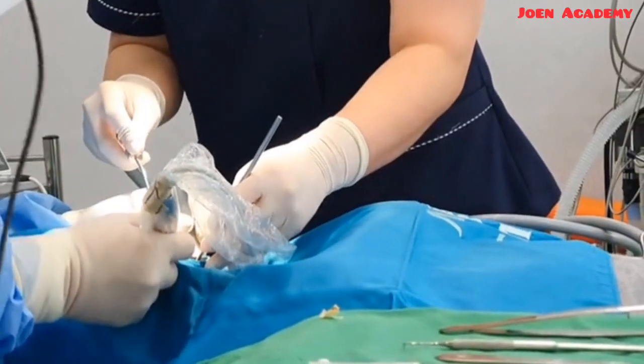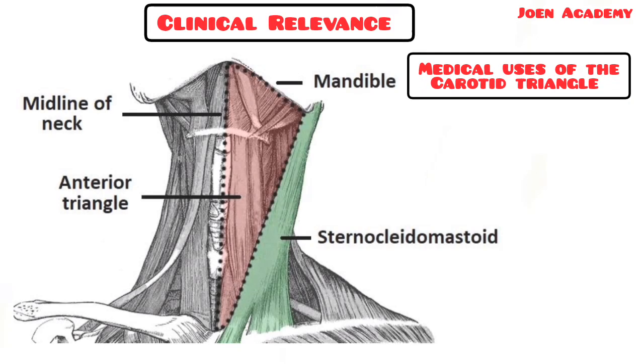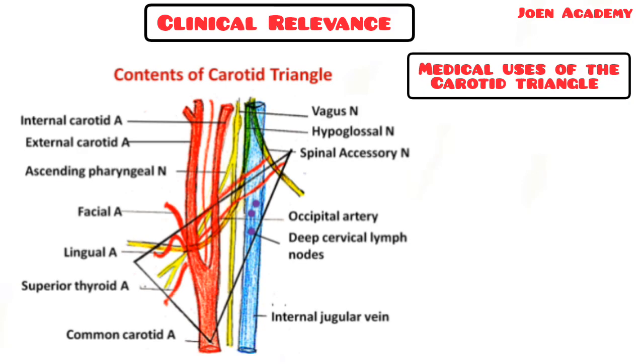The clinical relevance of the anterior triangle of the neck is the medical uses of the carotid triangle. In the carotid triangle, many of the vessels and nerves are relatively superficial and so can be accessed by surgery. The carotid arteries, the internal jugular vein, the vagus and the hypoglossal nerves are frequent targets of this surgical approach.